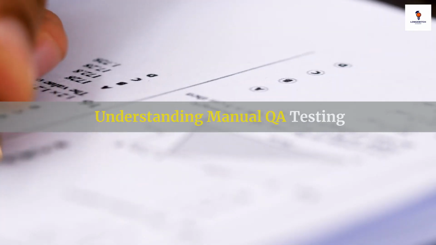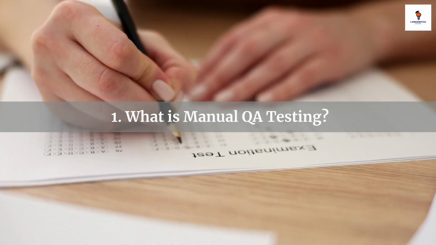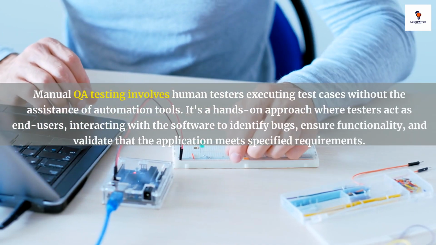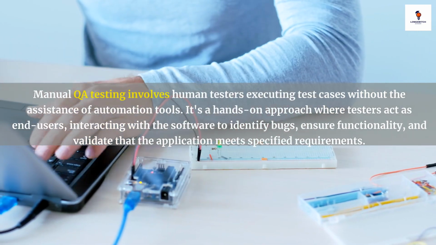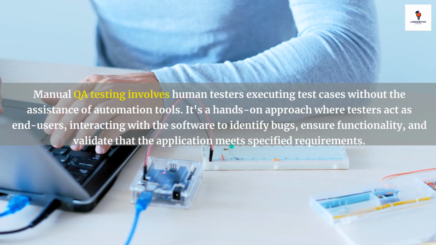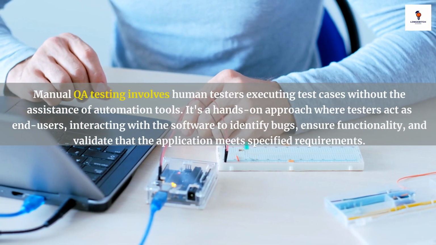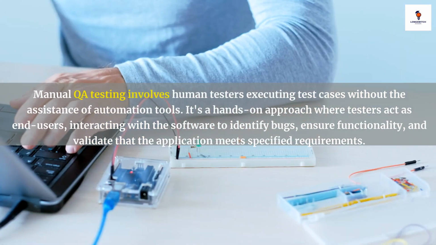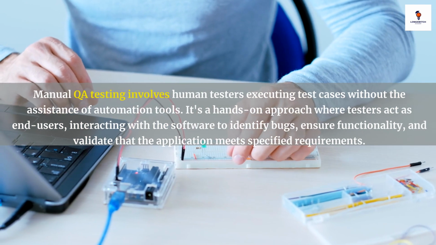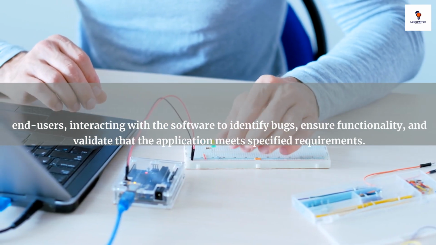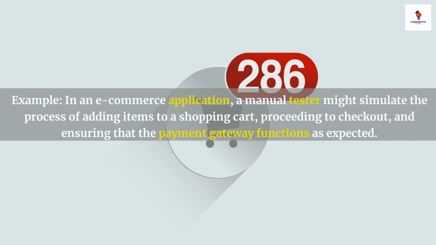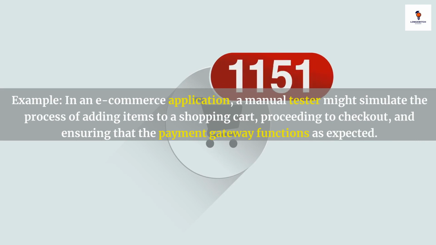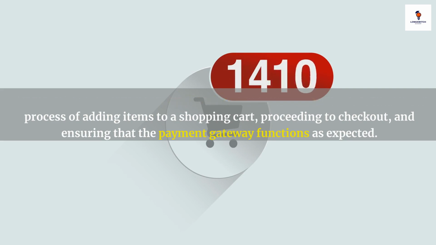Understanding manual QA testing. 1. What is manual QA testing? Manual QA testing involves human testers executing test cases without the assistance of automation tools. It's a hands-on approach where testers act as end users, interacting with the software to identify bugs, ensure functionality, and validate that the application meets specified requirements. Example: in an e-commerce application, a manual tester might simulate the process of adding items to a shopping cart, proceeding to checkout, and ensuring that the payment gateway functions as expected.